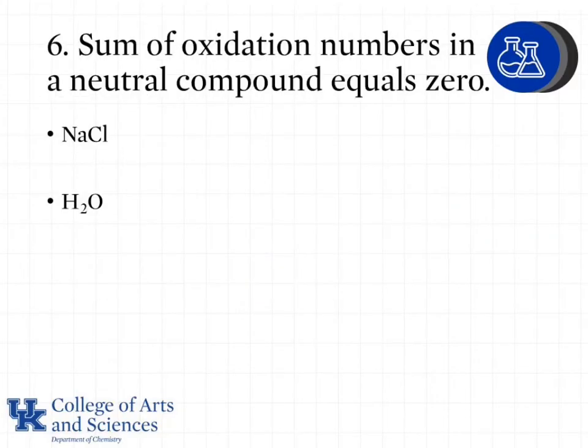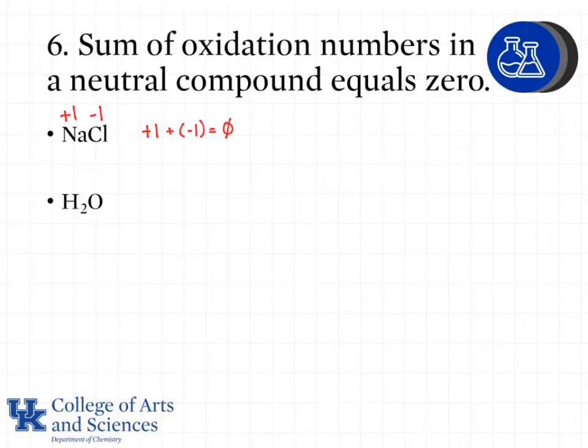The sum of the oxidation numbers in a neutral compound equals 0. Let's look at an example with NaCl. We know that NaCl is an ionic compound because it's a metal and a nonmetal. So we know the charges on the ions that compose the NaCl. So we know we have a +1 for sodium and a -1 for chlorine. +1 plus a -1 is equal to 0.